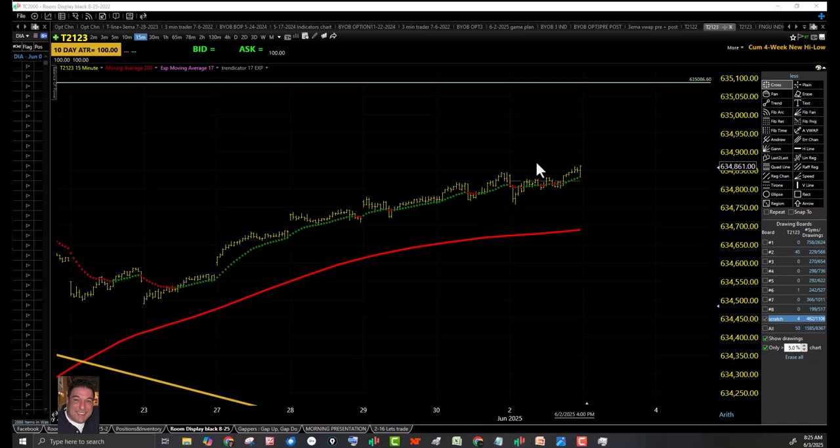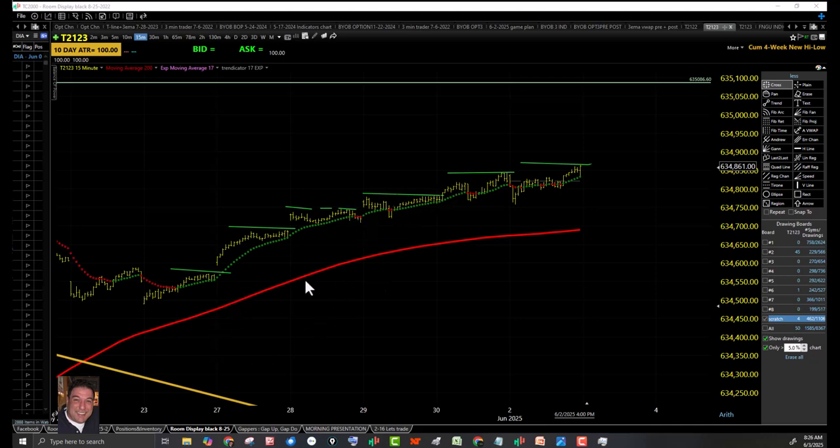Okay, so here's the high for yesterday. Here's the high for Friday. Here's the high for Thursday. Here's the high for Wednesday, the high for Tuesday, the high for Monday. Notice each day making a higher high in the rally.